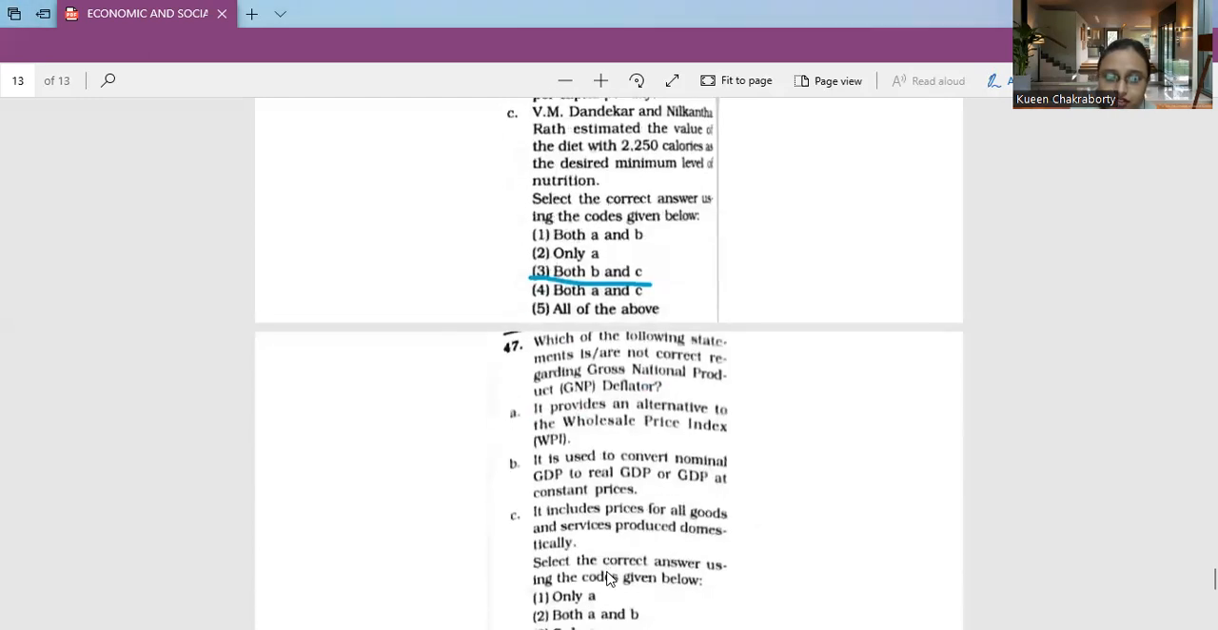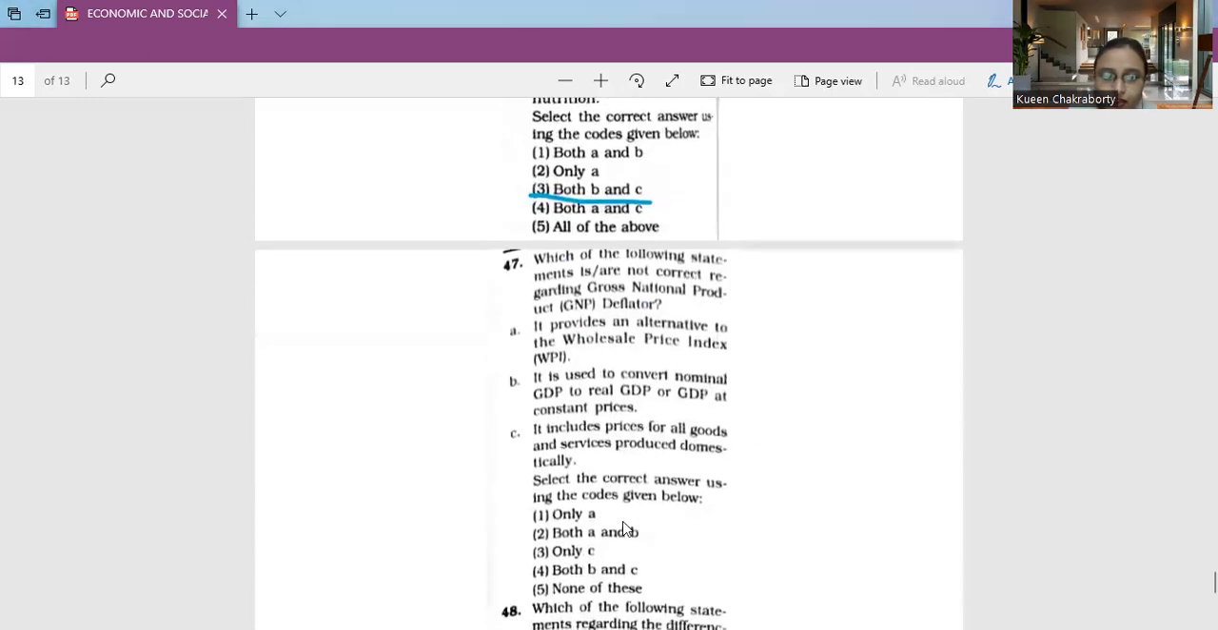Next, moving on to question number 47. Which of the following statements is or are not correct regarding GNP or gross national product deflator? We have to mark which one is the first one. It provides an alternative to the wholesale price index, which is the WPI. It is used to convert nominal GDP to real GDP or GDP at constant prices. It includes prices for all goods and services produced domestically.